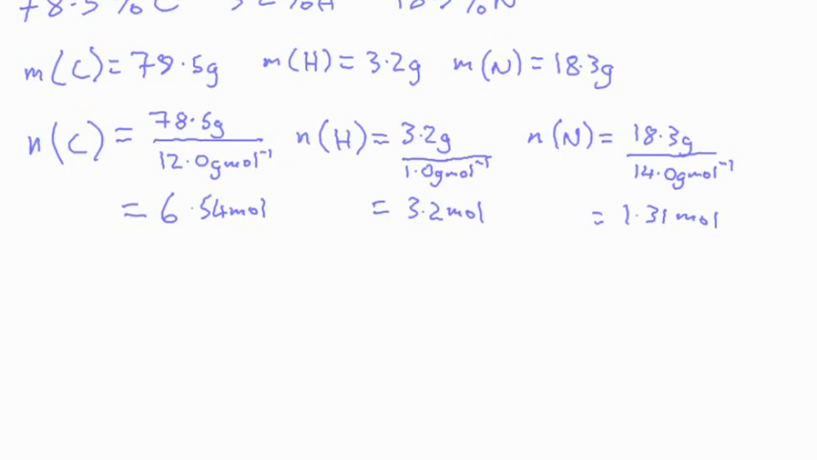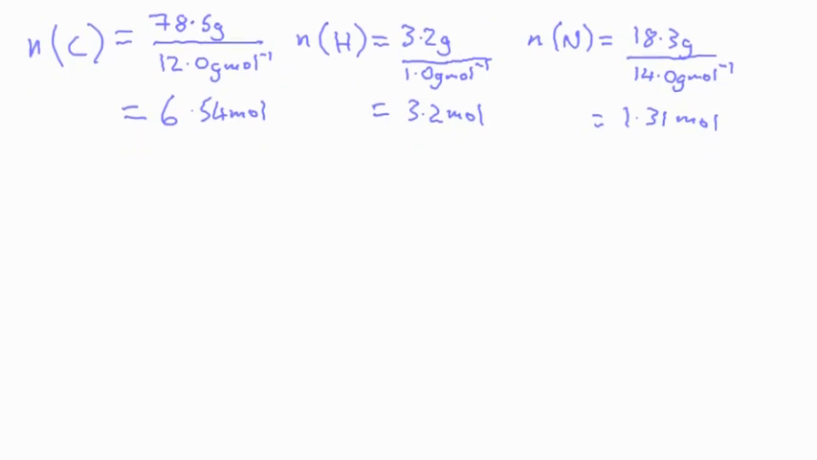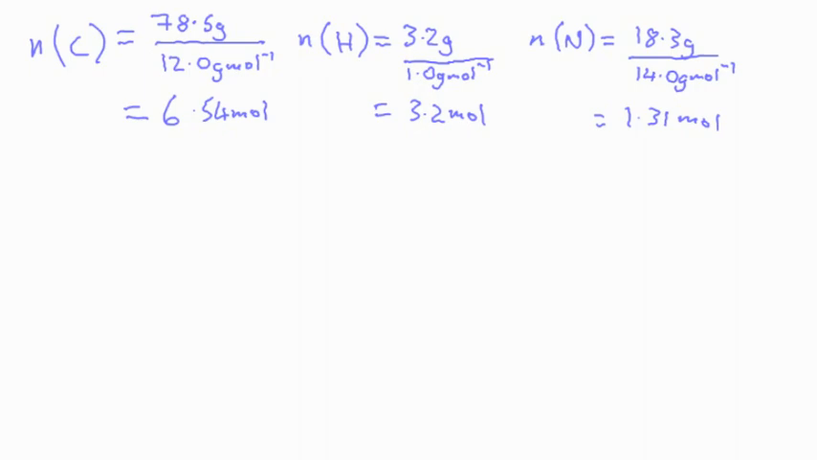Excellent. So, where are we at? We have our number of moles of each of our three elements. And what we want to do is work out the ratio of moles. Now, remember, the easiest way to do that is to divide by the lowest number of moles. In this case, our nitrogen is 1.31, so we're going to divide all our three numbers of moles by 1.31 to get our ratio.